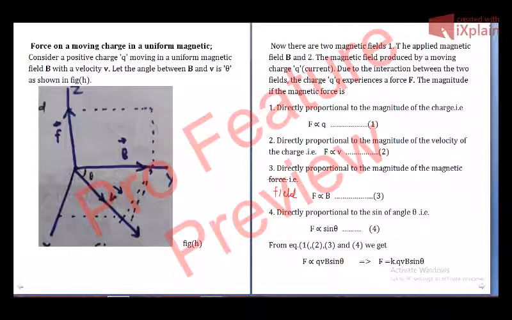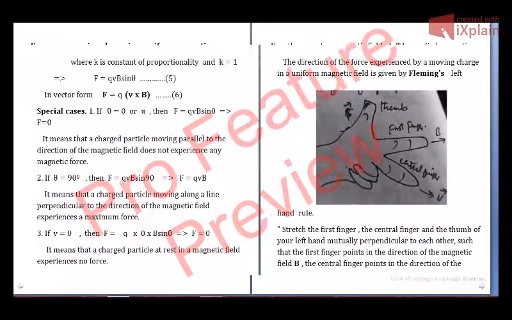F is equal to K QVB sine theta, where K is the constant of proportionality, and its value has been found experimentally to be 1. That is, K is equal to 1. So equation 4 becomes F is equal to QVB sine theta, because the value of K is 1.